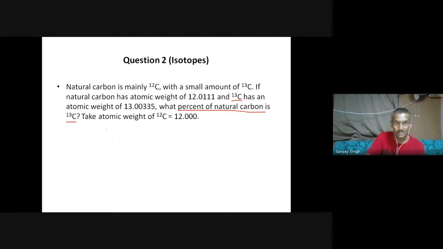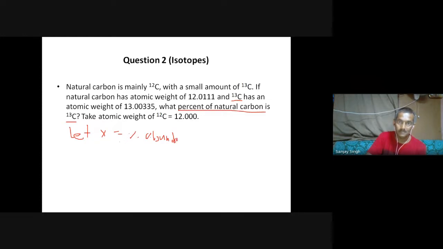Okay, so to do this, we need to make some assumptions. The first assumption is that we need to select X. We do not know what X is. X is actually the percentage abundance of carbon-13. So your X is equal to the percentage abundance of carbon-13.